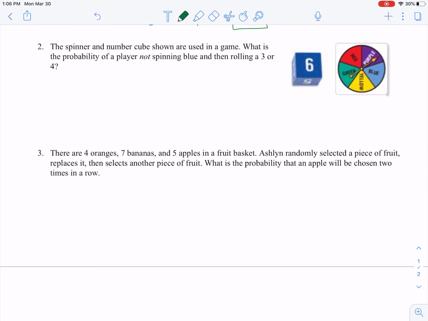Number 2, the spinner and the number cube shown are used in a game. What is the probability of a player not spinning blue and then rolling a 3 or 4? So let's figure out the spinner first. For the spinner, we're trying to not get the blue. So we have 1, 2, 3, 4, 5 different colors, and just one of them is going to be blue. So we know that 4 of the colors are not blue out of 5 different total sections of color.